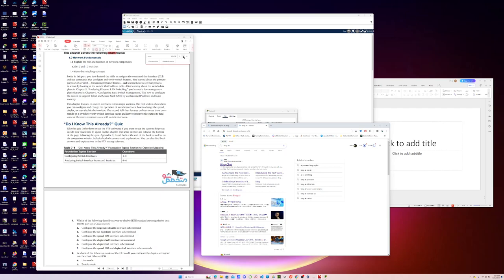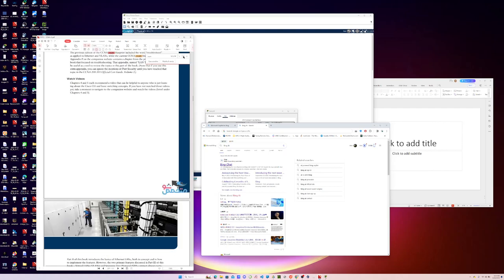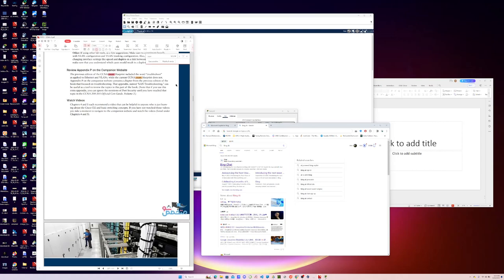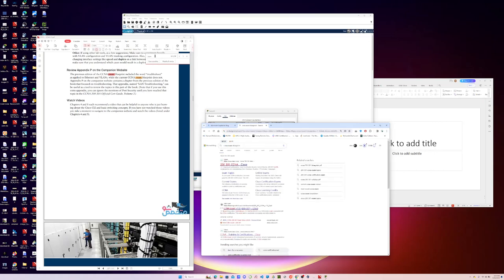Interesting keyword. Exam blueprint included the word troubleshoot. Previous edition of the CCNA exam blueprint. What does it mean, CCNA exam blueprint? And how fast, right? I'm using that algorithm, that way of solving. How fast can I resolve the problem? Let's look for blueprints. What does that mean?